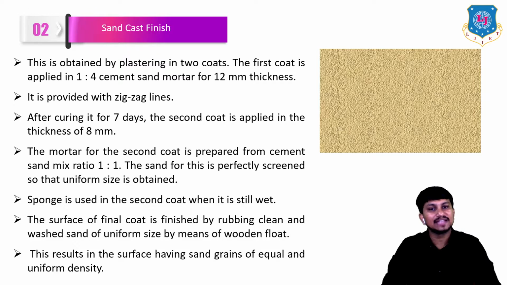The mortar for the second coat is prepared from cement sand mix ratio 1 to 1. The sand for this is perfectly screened so that uniform size is obtained. A sponge is used on the second coat when it is still wet. The surface of the final coat is finished by rubbing clean and washed sand of uniform size by means of a wooden float. This results in a surface having sand grains of equal and uniform density. This is how you can make sand cast finish on the wall.